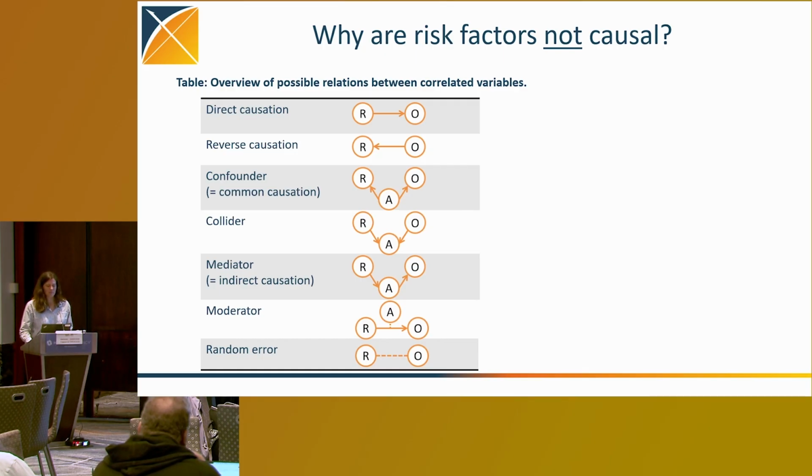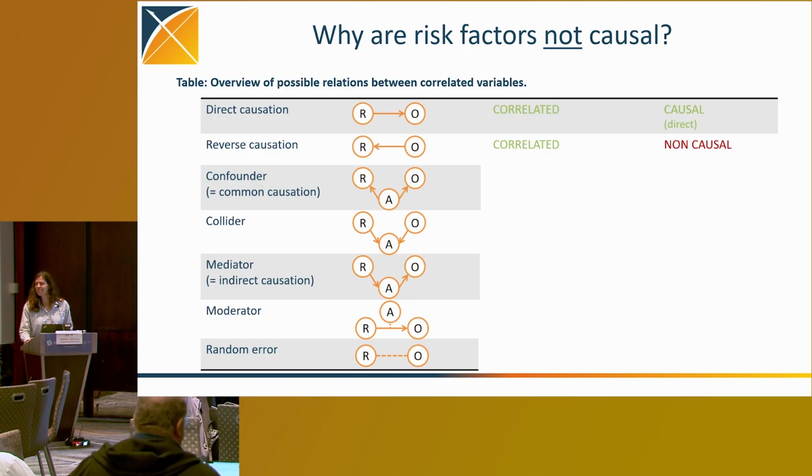I'm sure all of you have probably seen examples that show this, but I want to dive into a little bit of detail about why risk factors are not causal and what are actually all the different types of relations that correlated variables can have. You don't have to remember all of these by the end of the presentation, but thinking about the different types of relations that there can be between variables is very useful to understand why there can then be a correlation that is not a causation.